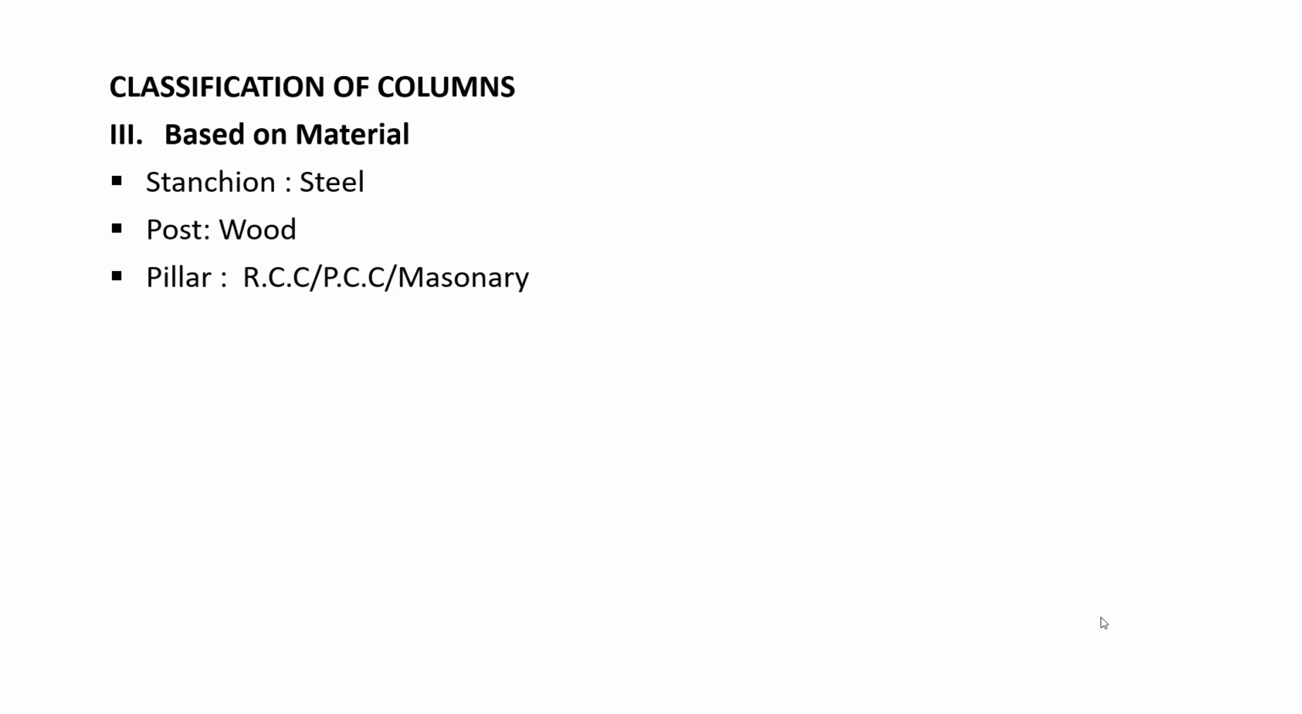The next classification is based on the material. If my column is made of steel, then I will call it a stanchion. If it is made of wood, then I will call it a post, and if it is made of RCC or PCC or masonry, then I will call it a pillar.